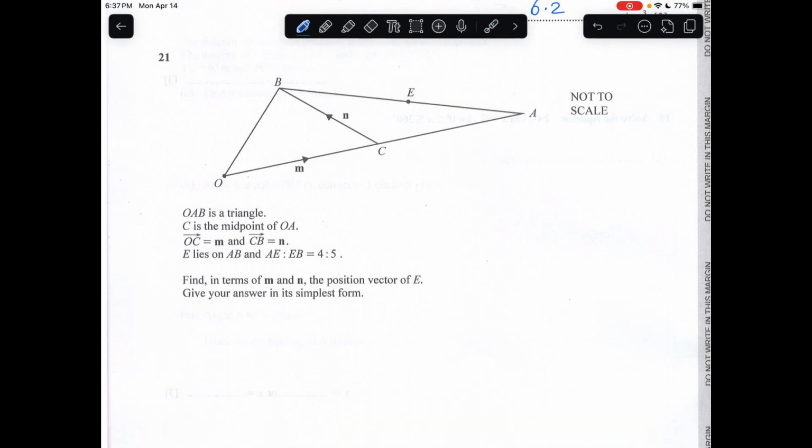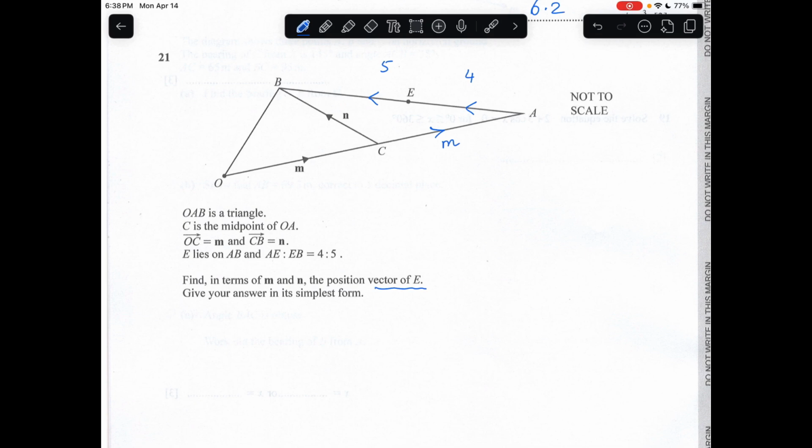Now question 21. OAB is a triangle. C is the midpoint. If C is the midpoint, if this is M, clearly this is also M. Point E lies on AB such that AE, this way, AE is equal to 4 parts and EB is 5 parts. So this is 4:5, right? Find in terms of M and N the position vector of E.